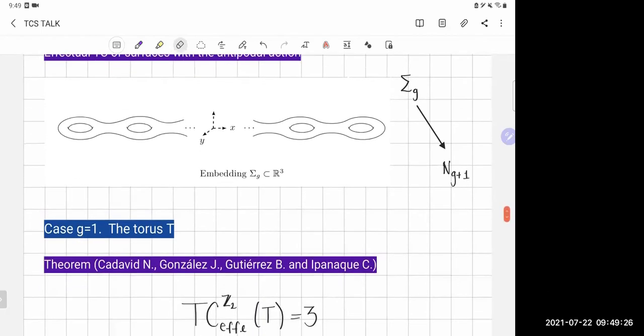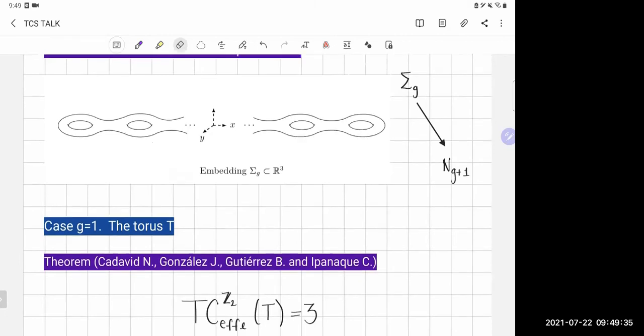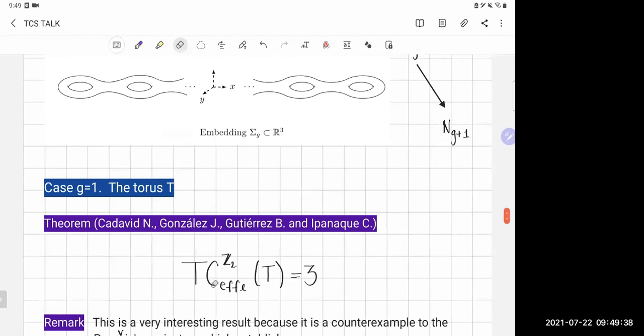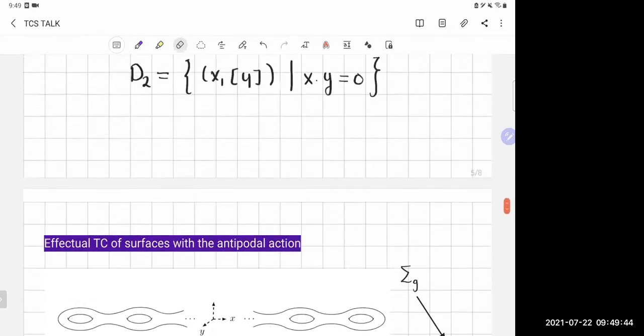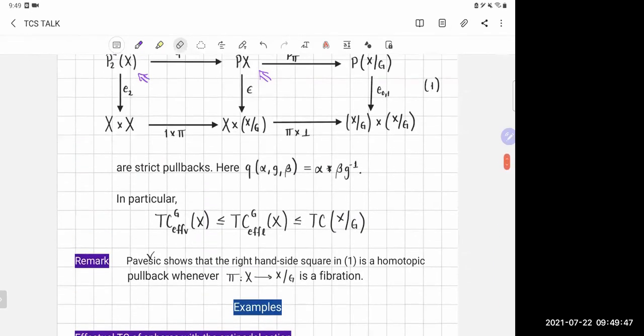The case g equals 1 is the torus. And here we found a very interesting phenomenon. We get that the effectual TC of the torus equals 3. In this case, these inequalities are strict. In the case of the torus, the effective TC equals 2, the effectual TC equals 3, and the topological complexity of the Klein bottle, according to Van der Broek and Cohen, equals 4.